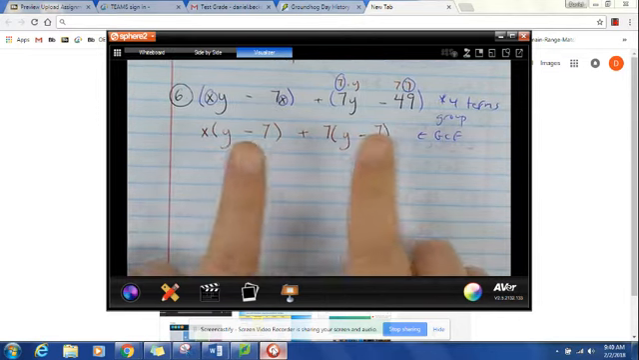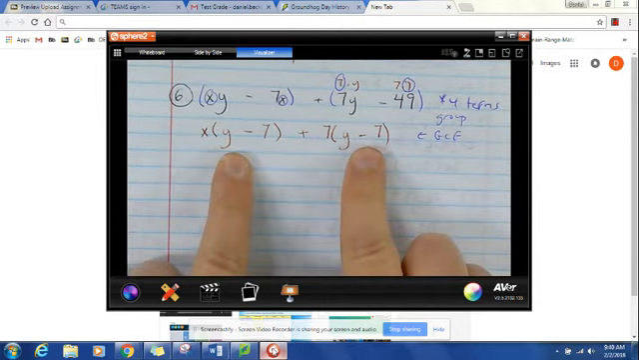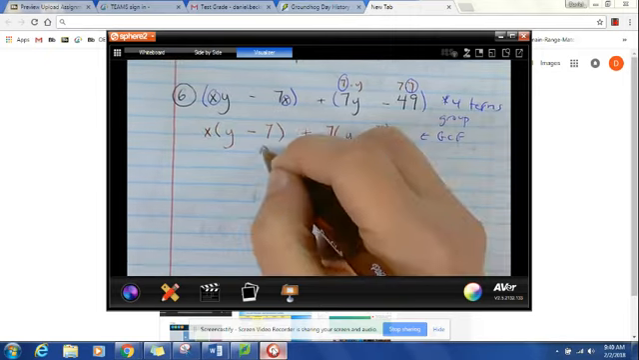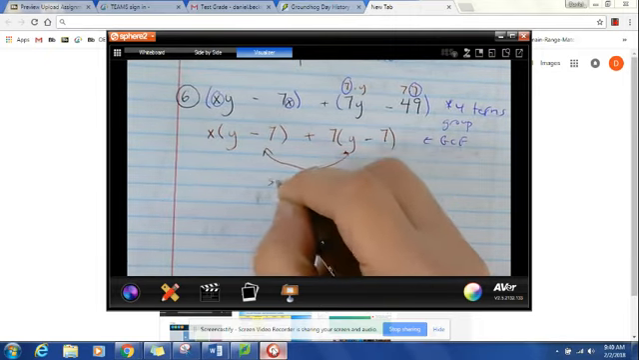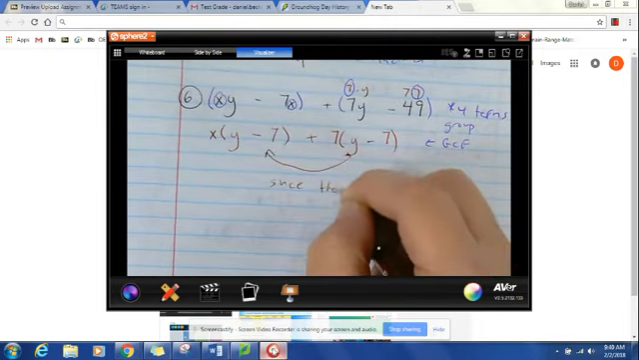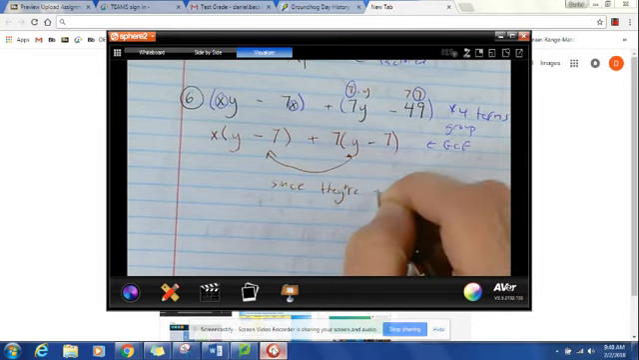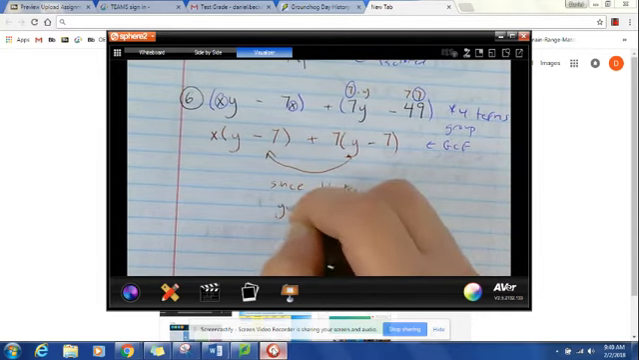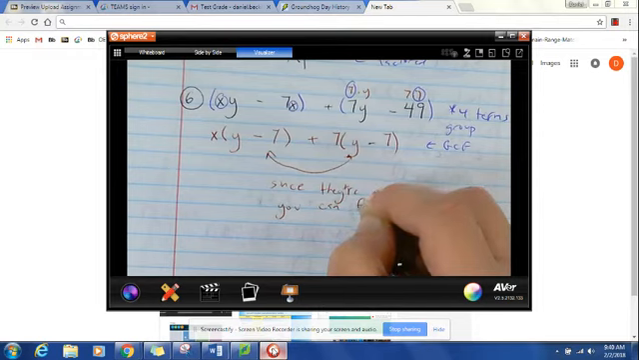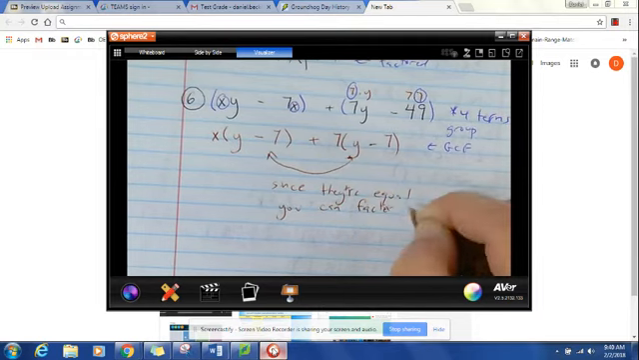Then you look at what you just put in parentheses, and you look at if they're exactly the same. Are they exactly the same? Very good. Yes, they are. So since they're the same, since they're equal, you can factor by grouping.